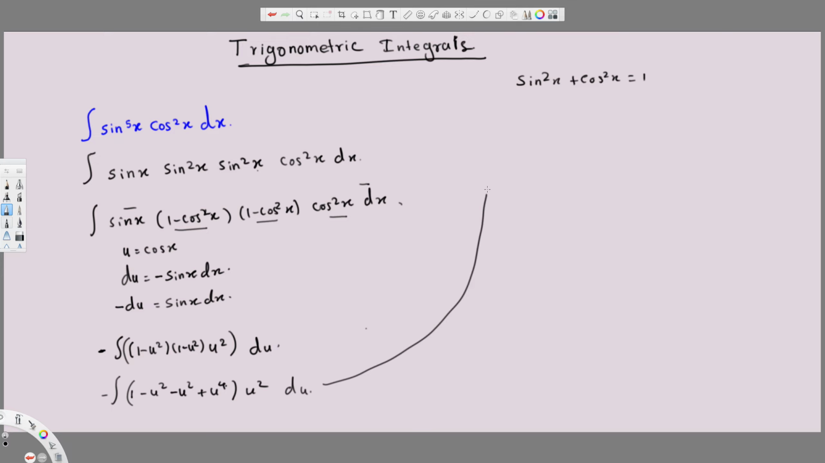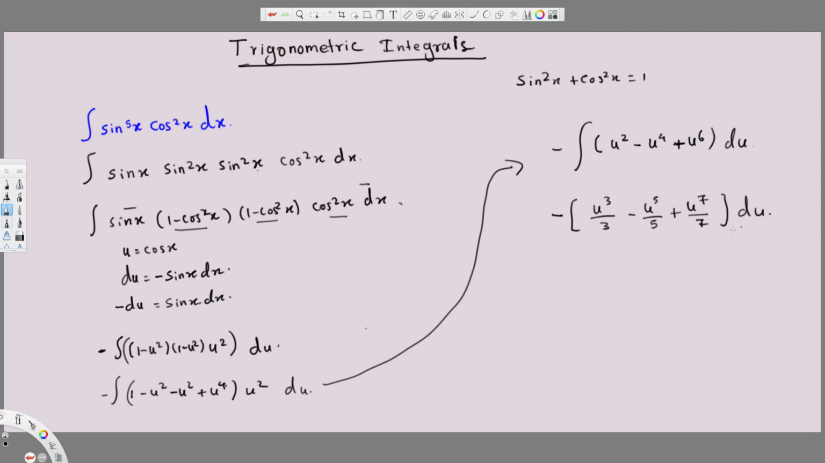So let's continue here. Minus integral of, if I multiply this by u square, every power is increased by 2. So here we are going to have u square minus u power 4 plus u power 6 du, right? Now this one is easy to integrate. Let's do the integration. This is going to be u power 3 over 3 minus u power 5 over 5 plus u power 7 over 7.